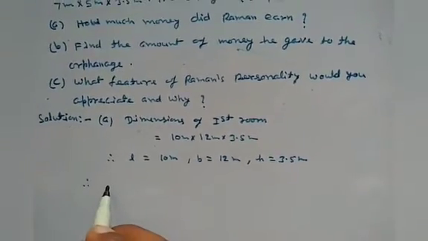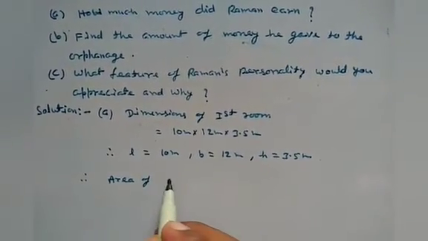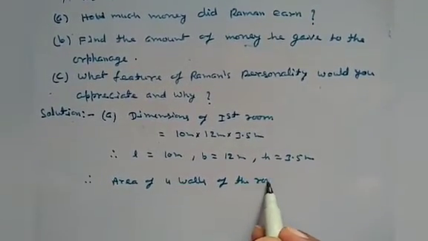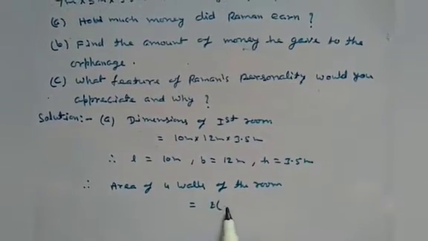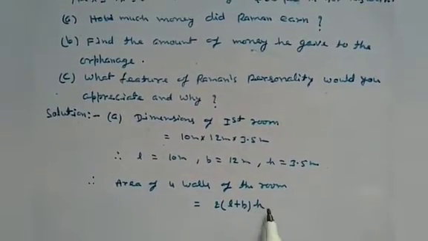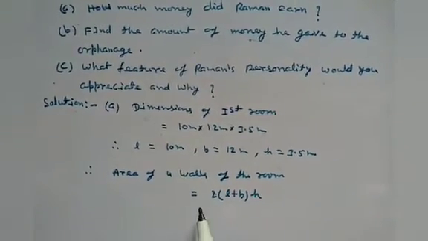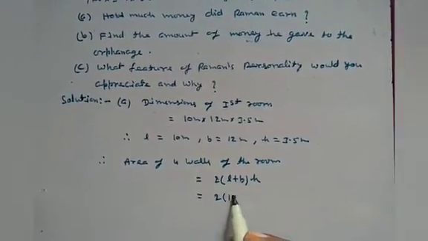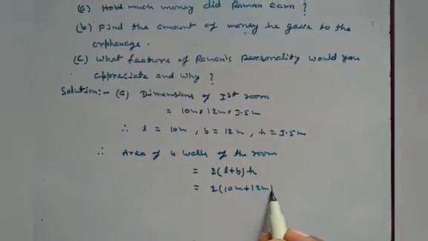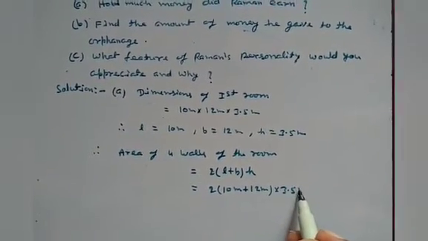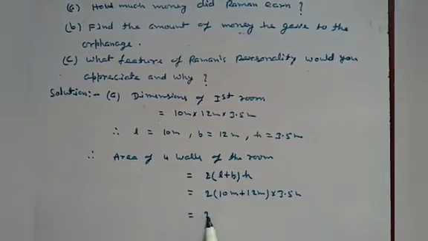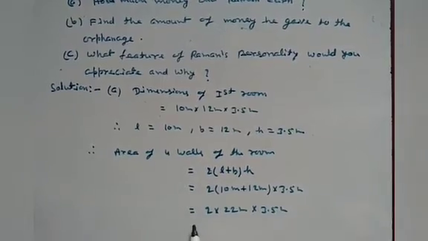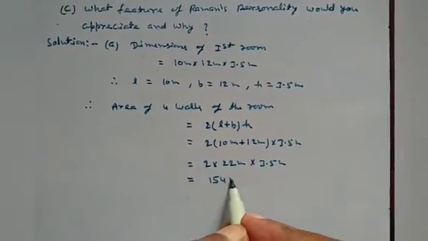So area of 4 walls of the room equal to 2 into (L plus B) into H. This is the formula for area of 4 walls. Equal to 2 into (10 meter plus 12 meter) into 3.5 meter, equal to 2 into 22 meter into 3.5 meter, equal to 154 meter square.